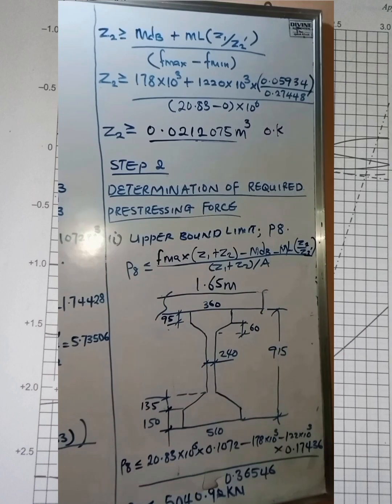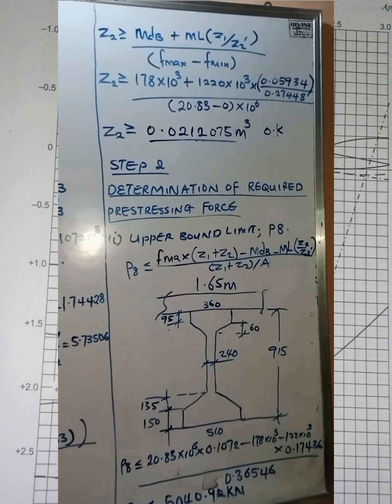All right, so we've been able to check the adequacy of this section, and we can say that the section is okay for the design. But the next step we are going to take is to determine the required pre-stressing force for this particular precast section. Now, we have derived the upper bound limit of pre-stressing force in our previous videos, and the lower bound limit.